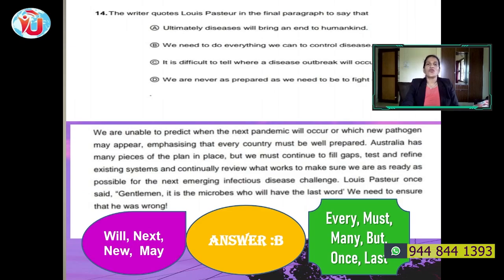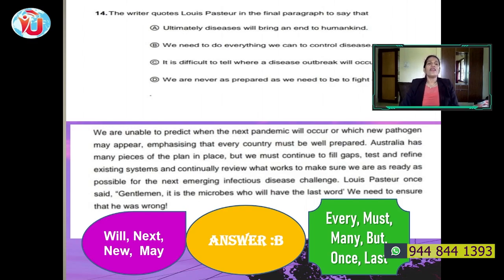Now coming to the last question in part C. The writer quotes Louis Pasteur in the final paragraph to say that... Apply the QTA method now. You do it. When you do it, you will learn better. So let's move on. Go to the text. Read the text.